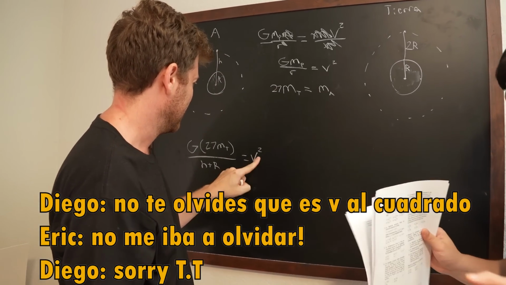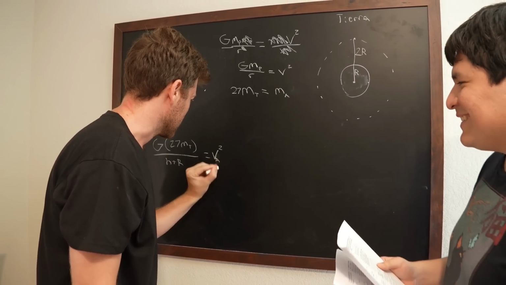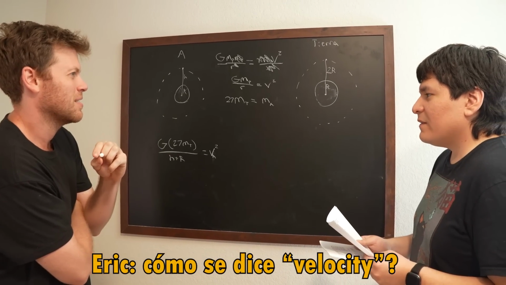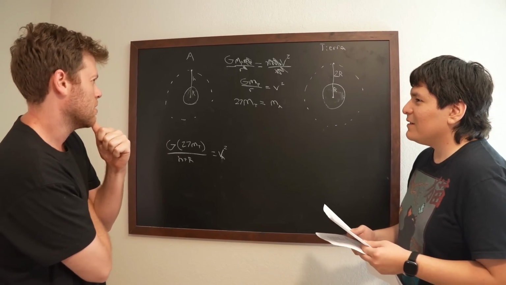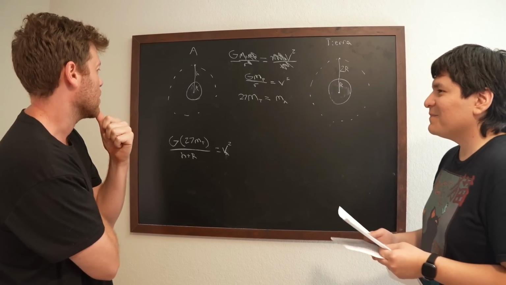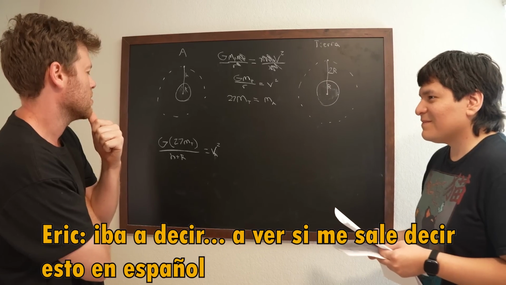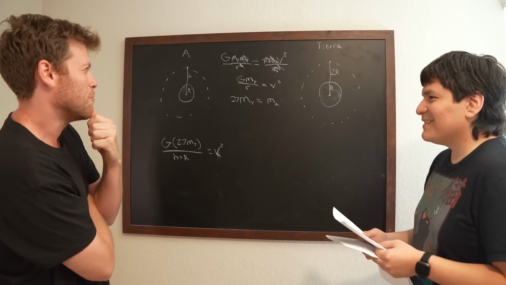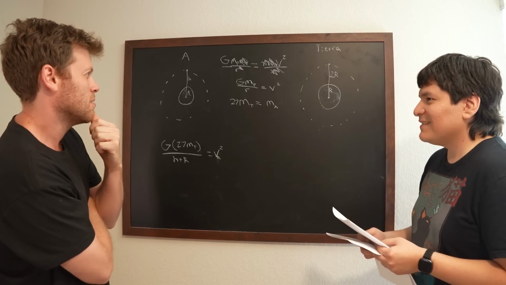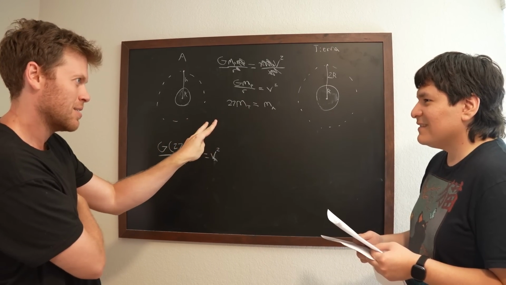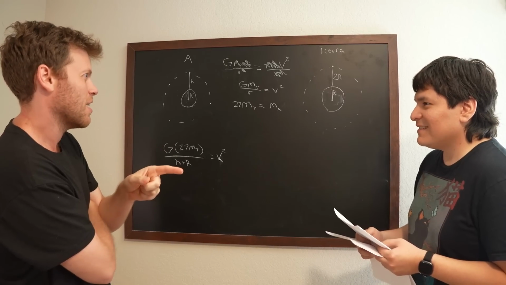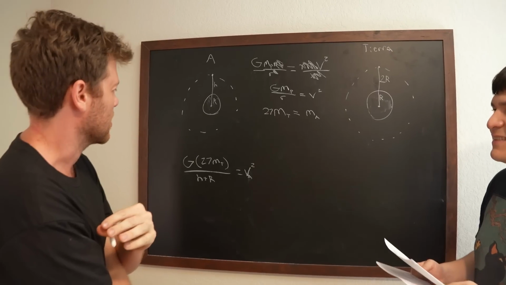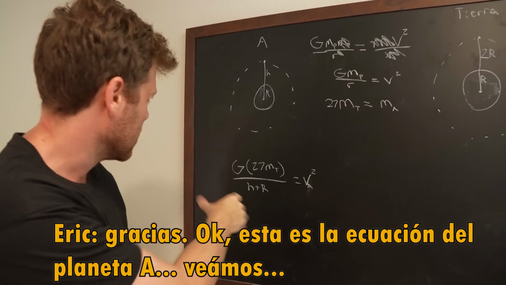Perdón. What do we say? ¿Cómo se dice velocity? Velocidad, velocidad al cuadrado. Oh, yeah. I was gonna say, see if I can try to figure this one out in Spanish. Velocidad. Los velocidades no está mismo. No son iguales. No son iguales. Thank you.